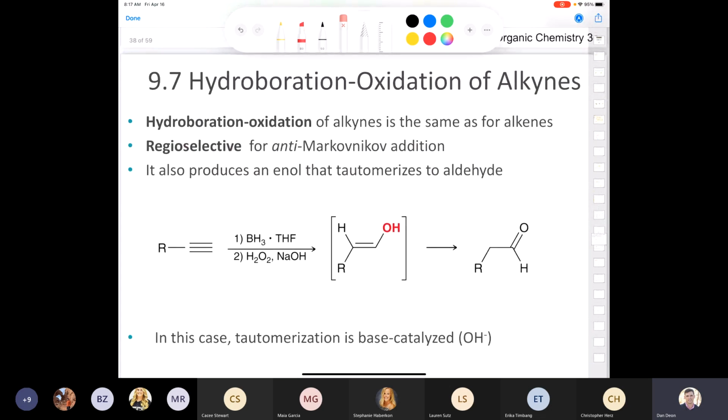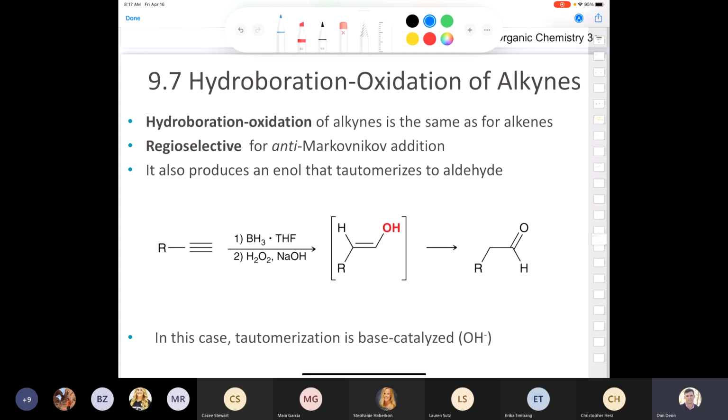All right, let's move on and talk about the anti-Markovnikov addition of water across an alkyne. Good news. You remember hydroboration oxidation of an alkene? We're going to use a similar, not identical, approach to doing an anti-Markovnikov addition of water across a triple bond. So let's see here. It says hydroboration oxidation of an alkyne is the same as that for an alkene. It's regioselective, and we get anti-Markovnikov addition.